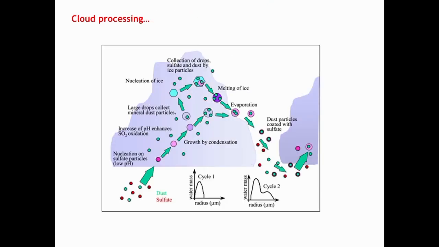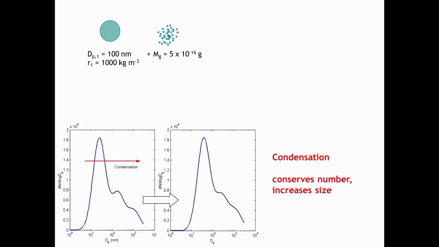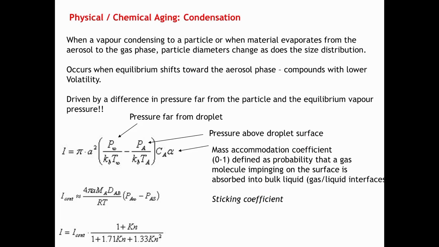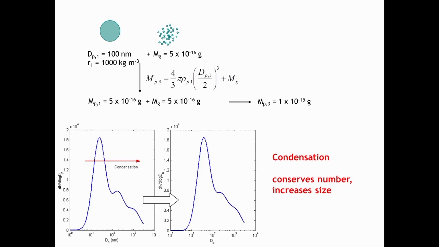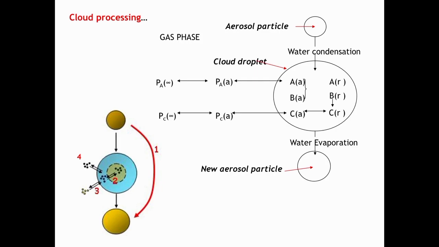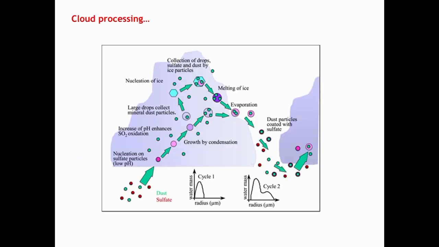So we covered this, didn't we? We did the coagulation calculations and what it does to the size distribution. We talked a little bit about condensation and what condensation does to a size distribution. We talked about chemical aging, how that can change the hygroscopicity of a population. And we talked about the sorts of reactions that can go on in cloud droplets. These were just examples. We'll go on to do more details on clouds later on today. And this was just an illustration of the processes that happen in clouds.